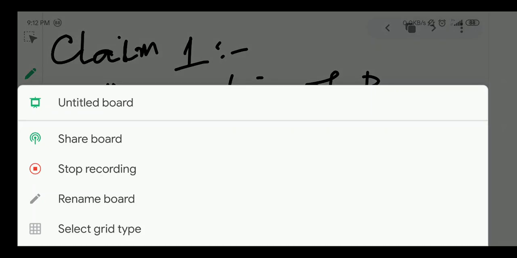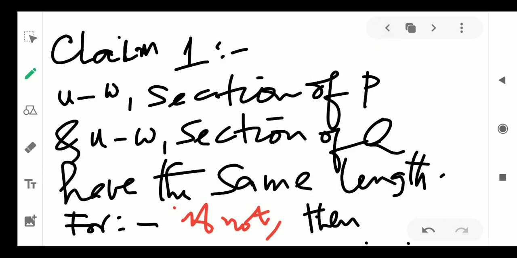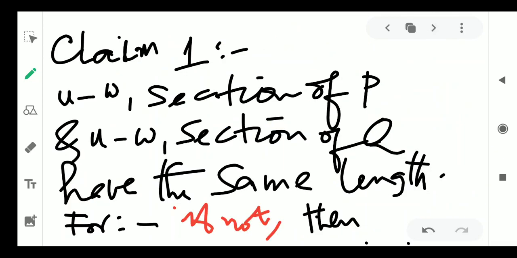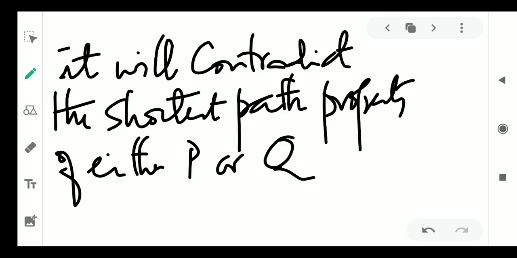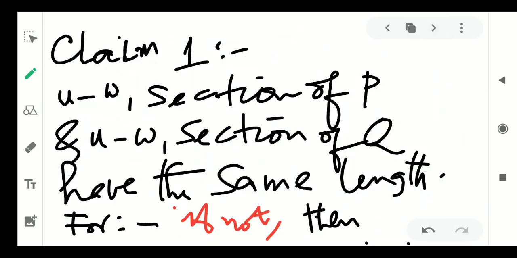See, if not, it will contradict the shortest path property of either Q or P. That means if one of them is shorter, suppose P is shorter than Q, then the UW1 section of P is shorter, and the shortest path property of Q will be violated, because I can move from here, then reach here shorter than moving over Q. So the shortest path Q will not be Q, it will be another path where some part I can move over P, then reach W. So the shortest path criteria of either Q or P will be violated if we assume that these two sections, the UW1 section over P and the UW1 section over Q, are of different length. Then we'll have a contradiction. Therefore, they will have the same length.